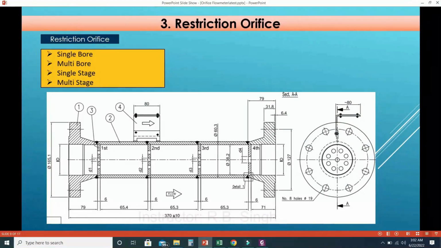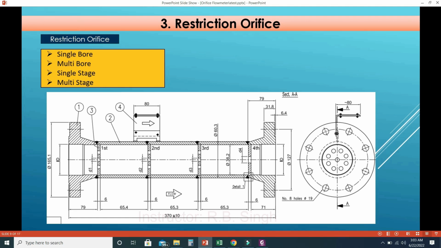Restriction orifice. A restriction orifice is used to reduce the pressure of the process media and it comes in single bore, multi-bore, single stage and multi-stage. Single bore means there will be only one hole on the orifice plate. Multi-bore means there will be multiple holes in the orifice plate. Single stage means there will be only one orifice plate to achieve the reduced pressure, but sometimes the reduced pressure cannot be achieved with one plate, so we have to use multiple plates. That is called a multi-stage orifice.